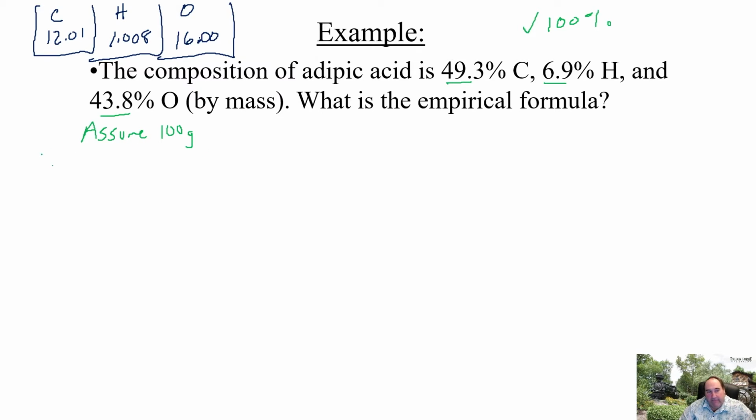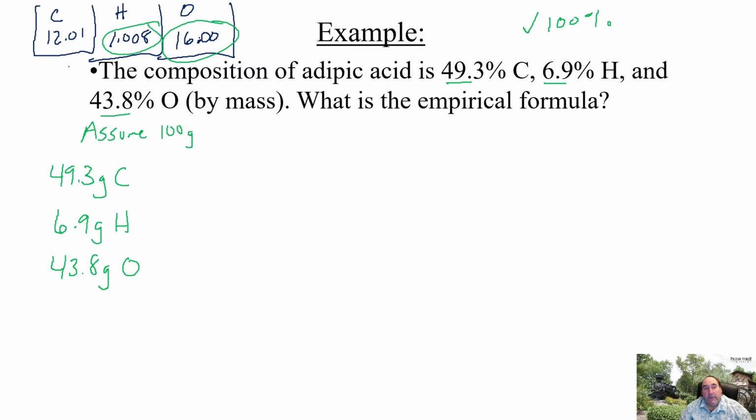That means that we will have, in this case, 49.3 grams of carbon. Remember, it keeps all the numbers the same. 6.9 grams of hydrogen and 43.8 grams of oxygen. Once again, we're going to use our periodic table and the molar masses here to convert these guys into moles, which is the next step that we want to do. So once again, we got them to grams. We went from now grams to moles.